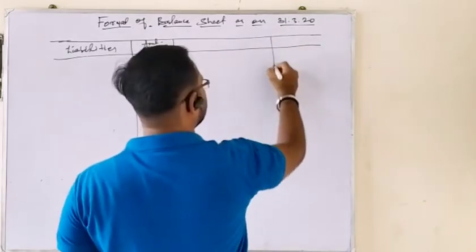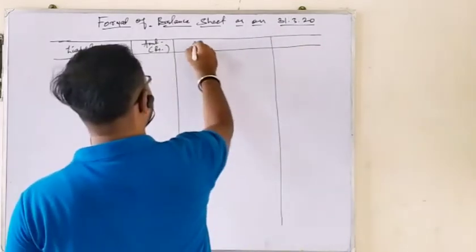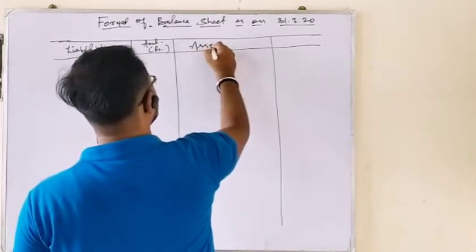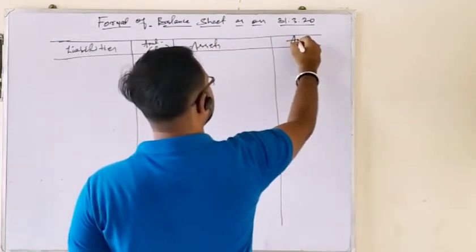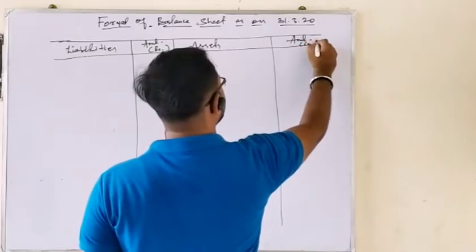So again, here also an amount column, and here assets, amount, in rupees.